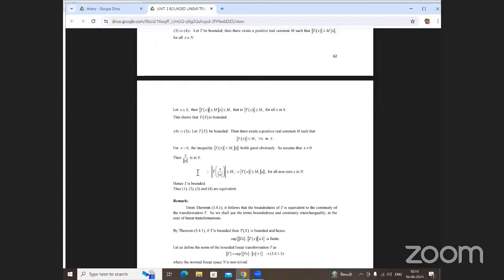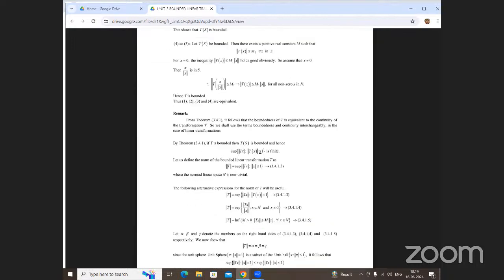Now the first, second, third and fourth conditions are if and only if: 1 if and only if 2, 2 if and only if 3, 3 if and only if 4. That is the simple theorem. This theorem is very important in the final examination. Students, don't skip it.